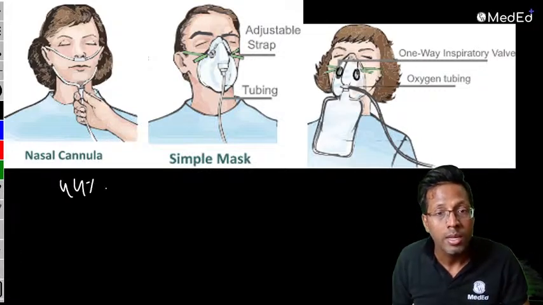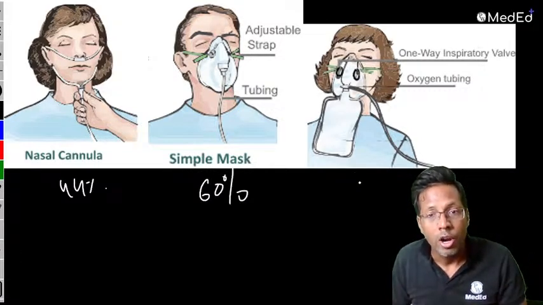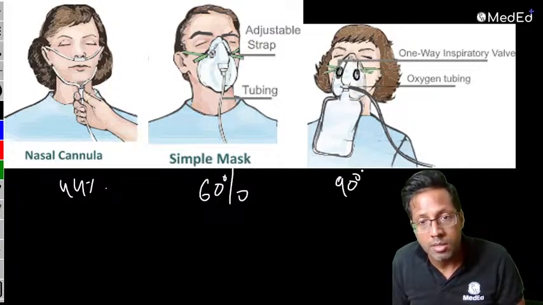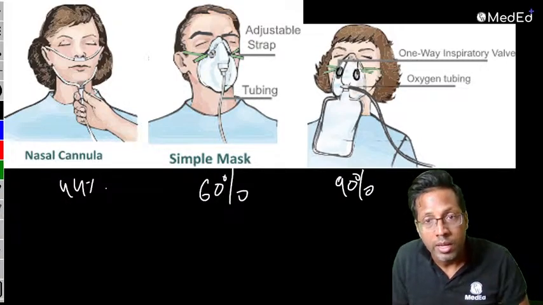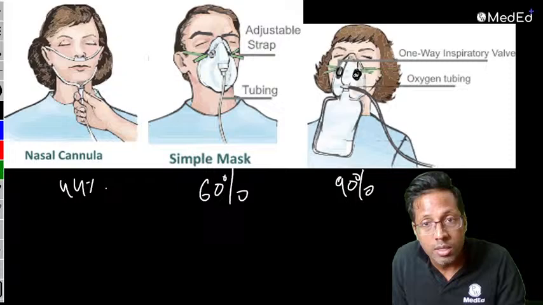Maximum is 44%, simple face mask 60%, non-rebreathing mask maximum is 90%, has a reservoir and a valve. Can you see there's a valve also here? This is the valve which you see, right?